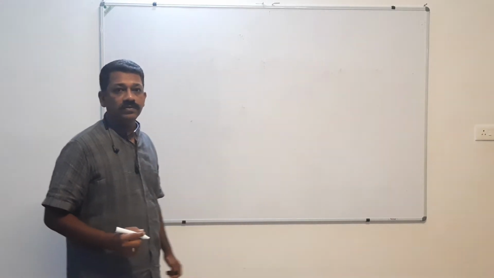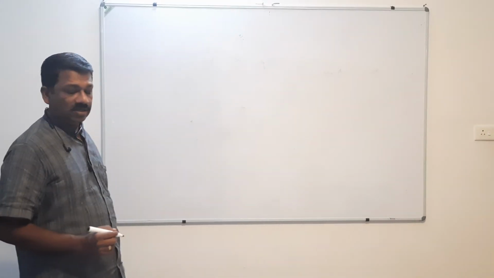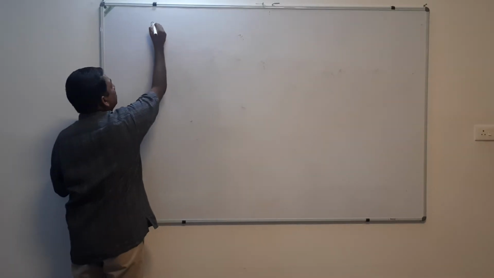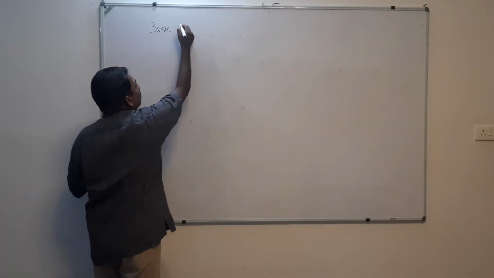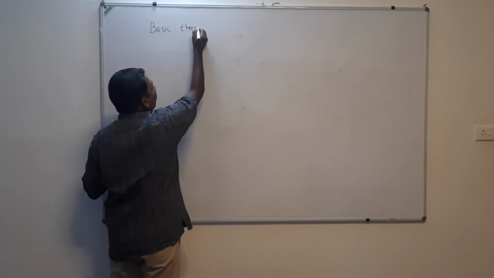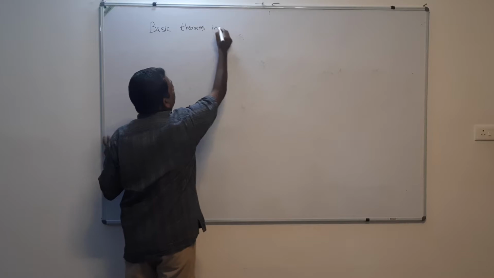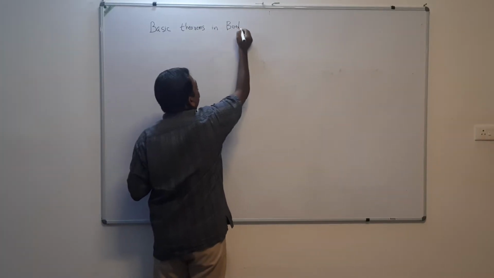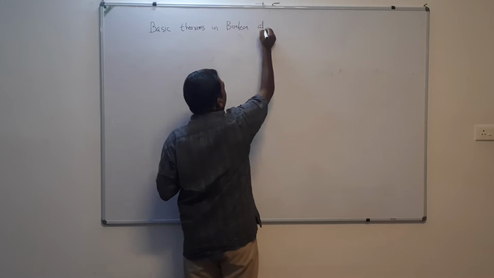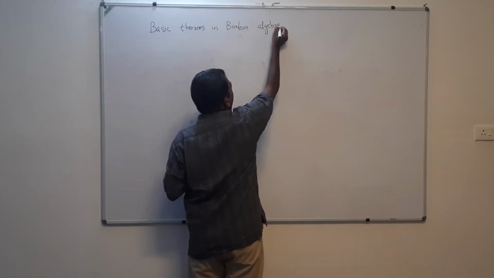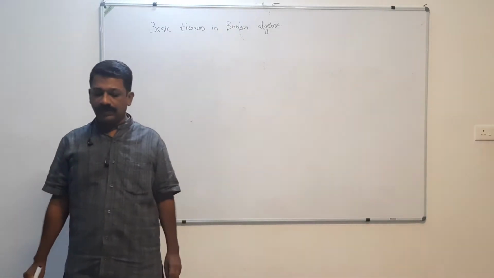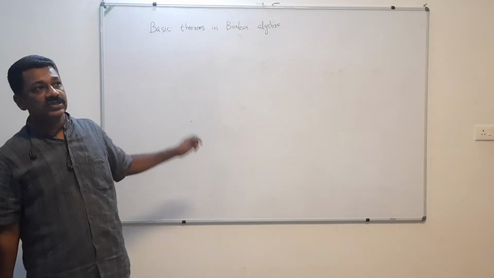Today we are going into the next topic, which is basic theorems in Boolean algebra. Among that, one of the most important postulates of Boolean algebra we discussed in the previous class, and today we are going to discuss De Morgan's theorem, or duality theorem.